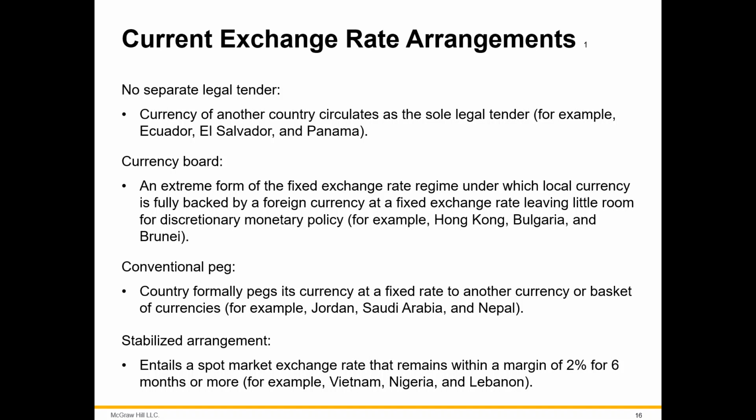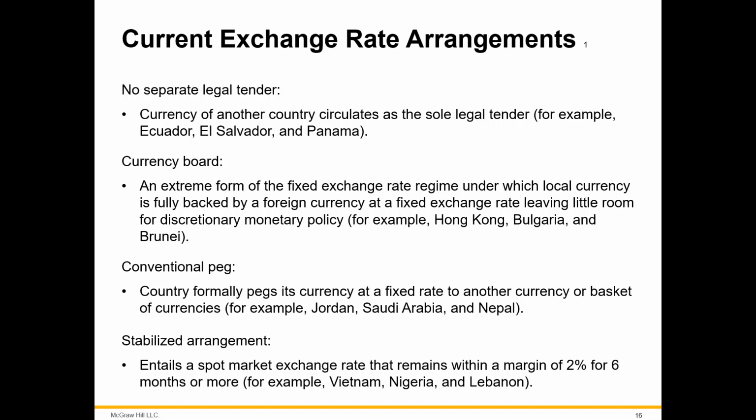But obviously that means that if there are stability issues in the adopted currency country, or if they choose to devalue for debt monetization reasons, that would negatively affect you. So it's not without downside, but there are examples of countries that have made this arrangement, and it's one of the 10 possible categories of ways that the IMF bins countries.